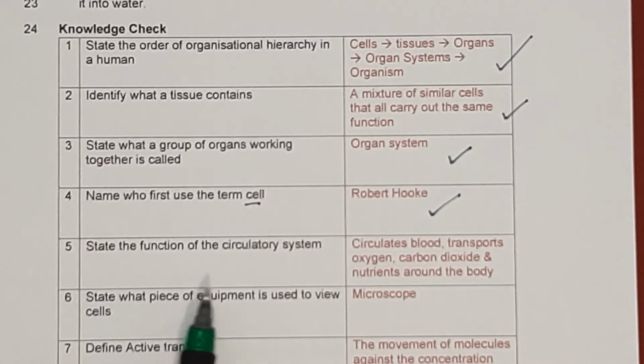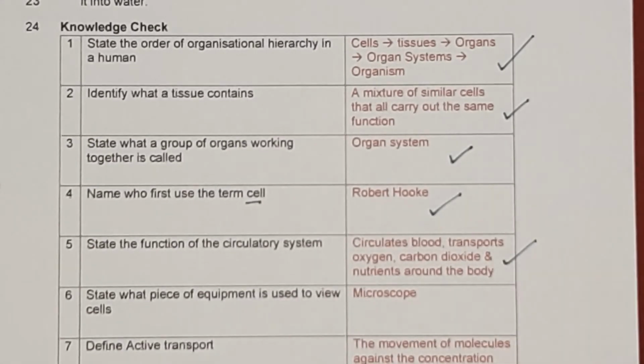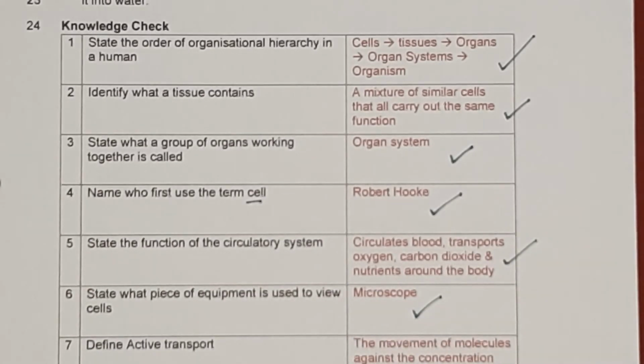State the function of the circulatory system. So it circulates blood, transports oxygen, carbon dioxide and nutrients around the body. So you might have part of this answer and that's great, but if you haven't got all of it, then you need to make sure you write those extra bits down, please. What piece of equipment is used to view cells? Well, a microscope. Define active transport.